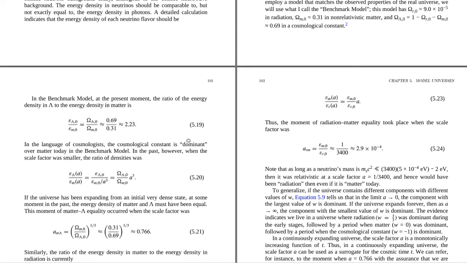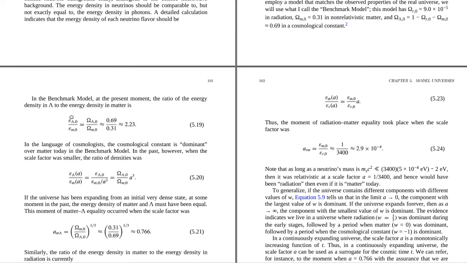If you compare the present value of the dark energy to the energy density in matter, so the ratio of energy density in lambda to energy density in matter, you should find something like 2.23. So we say in this case that the dark energy component, or the cosmological constant component of the universe, dominates over the matter component because its energy density is more than twice as high. Right? However, these are the present time values, and they have certain time dependence.